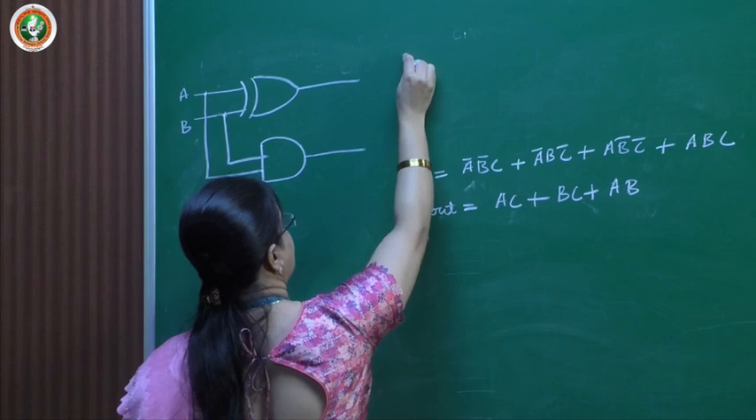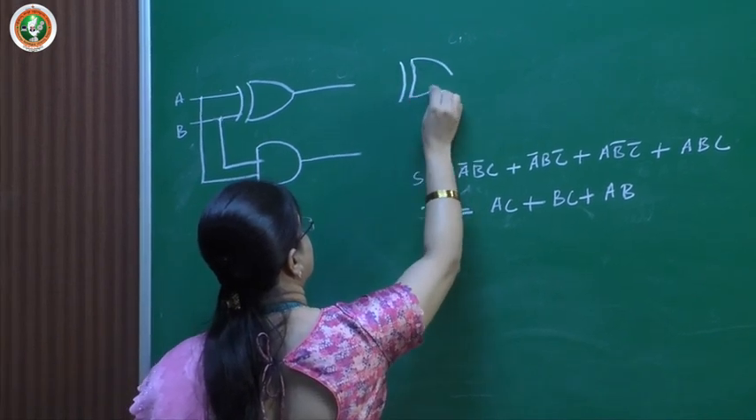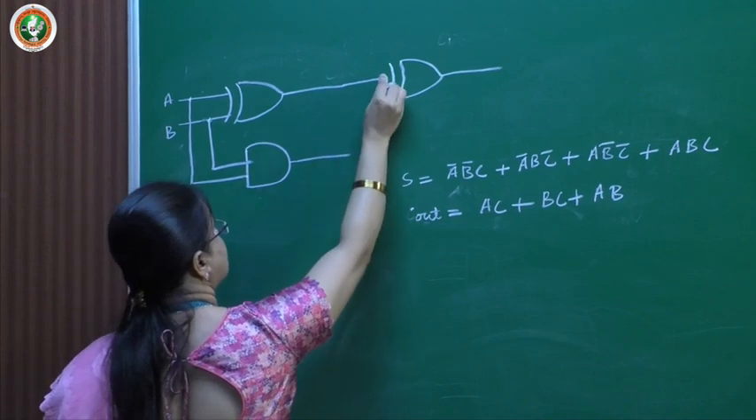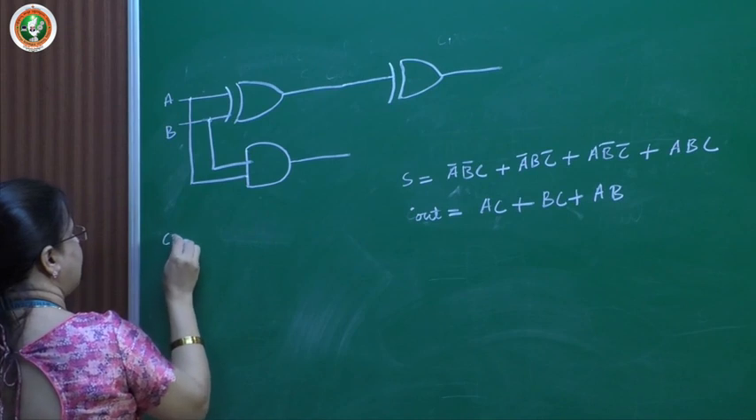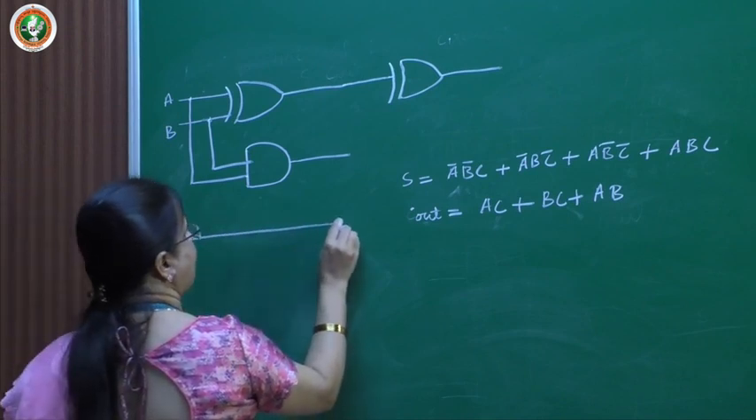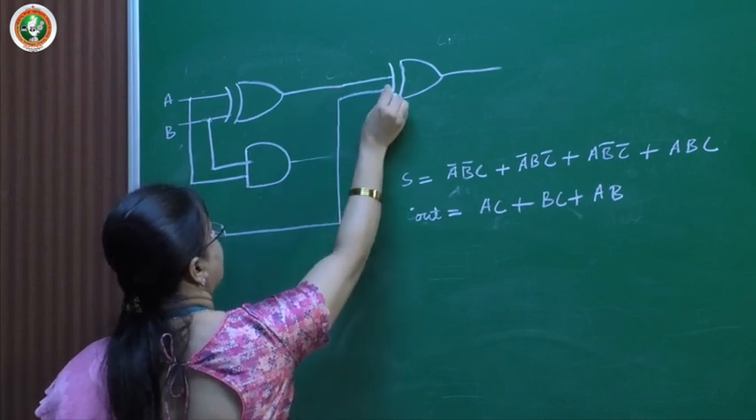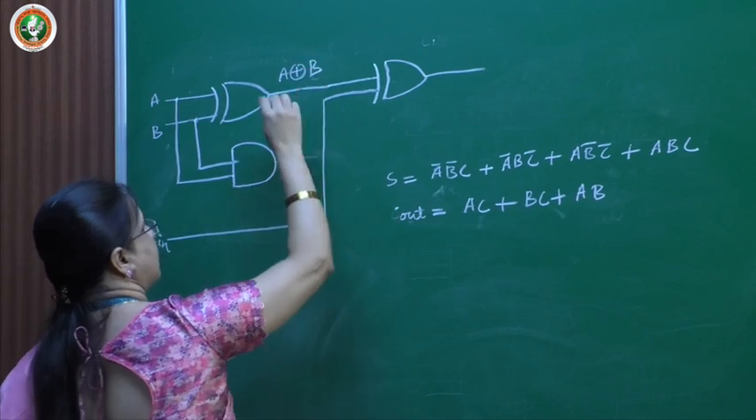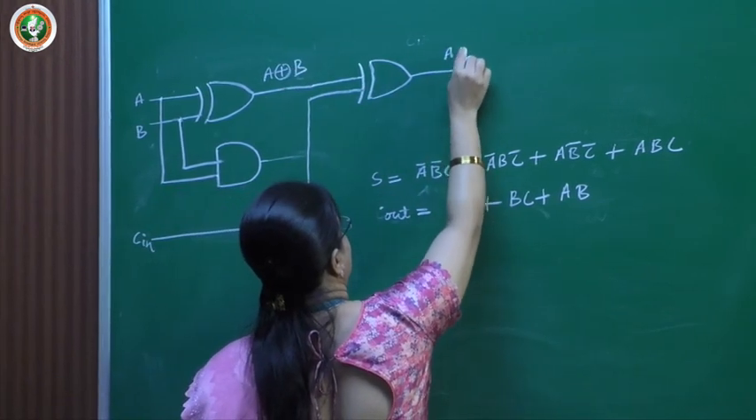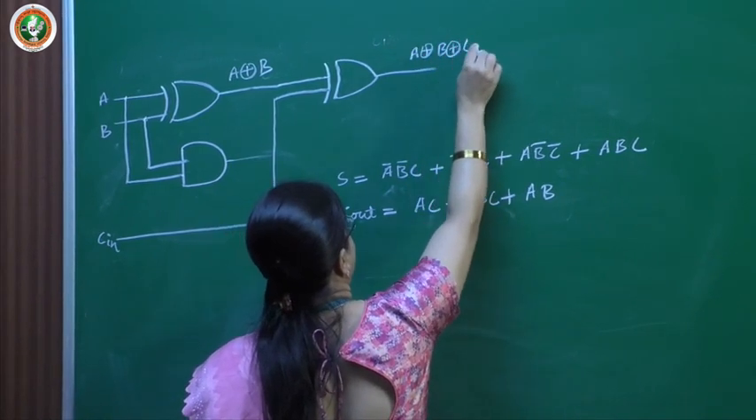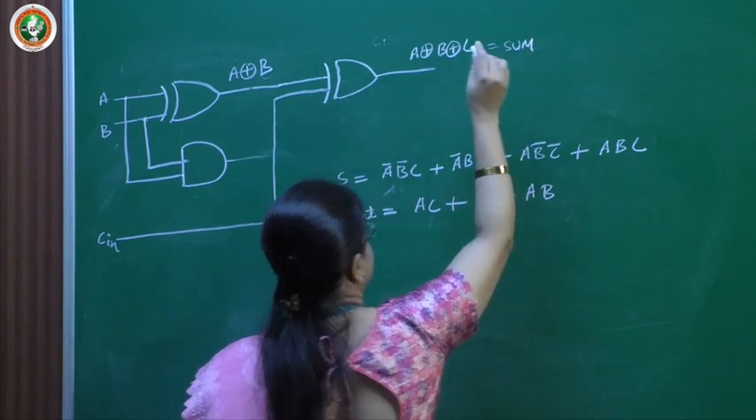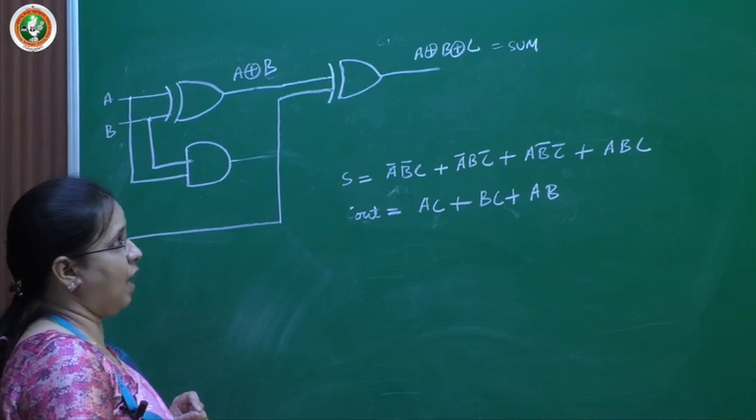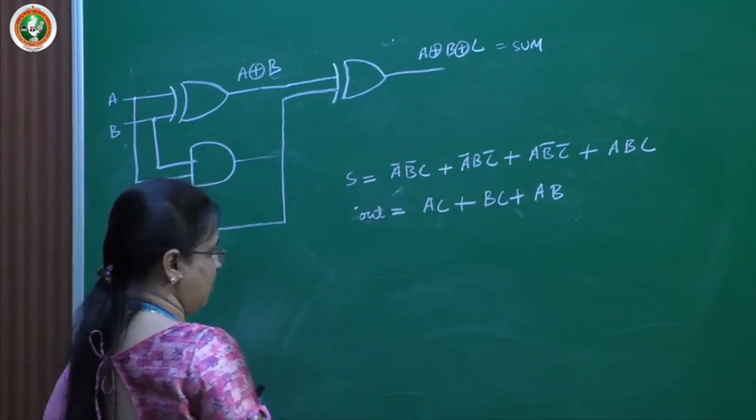Your next half adder is again having one more XOR gate. For this XOR gate, we are taking one input from the previous XOR gate, and one more input will be coming from Cin. So if you see this circuit, at this point we'll be having A XOR B, and at this point we are getting A XOR B XOR C, which is the sum. We will see whether we can deduce the equation for this sum, which we got in the design of the full adder, from this particular equation. We'll be seeing that shortly in this video.